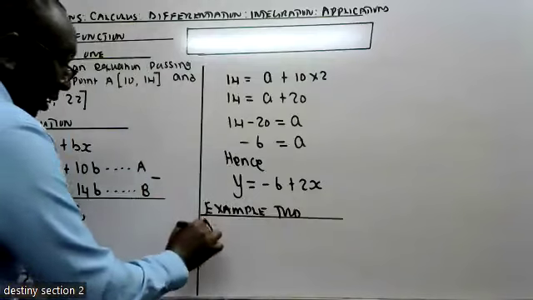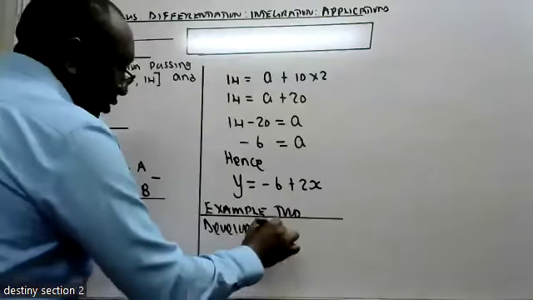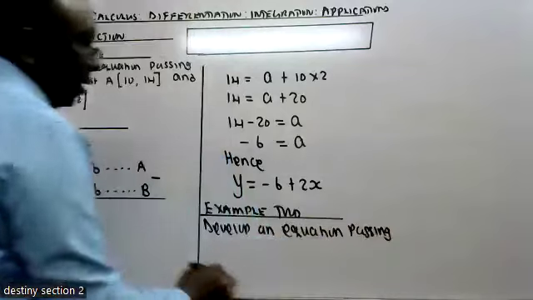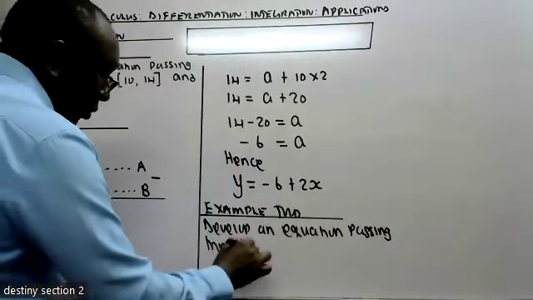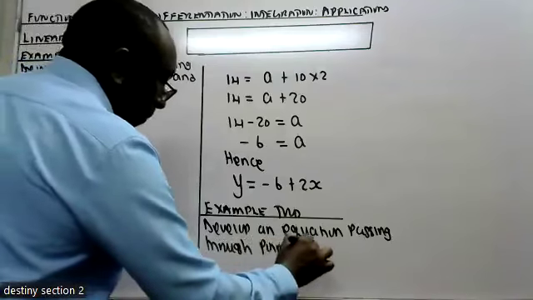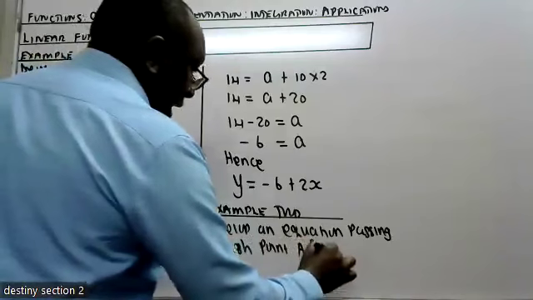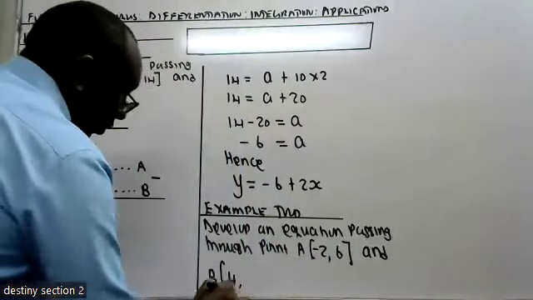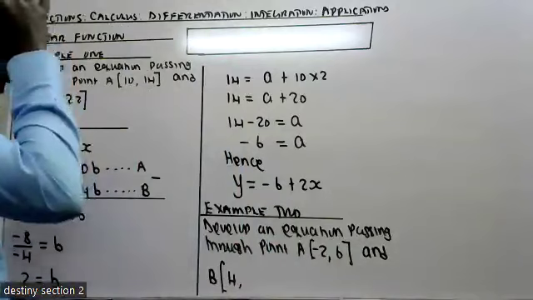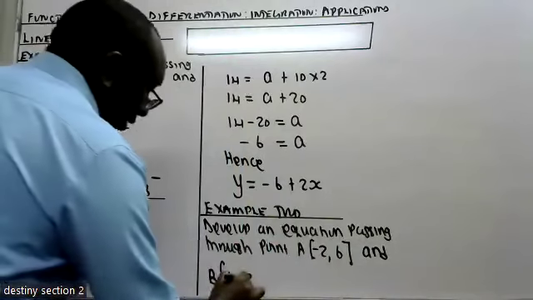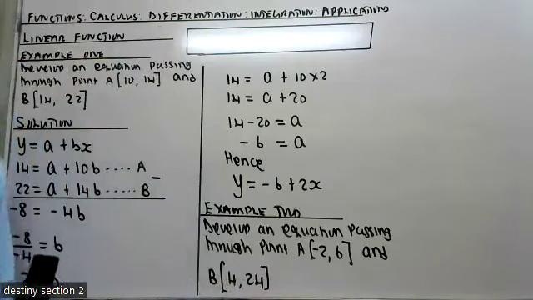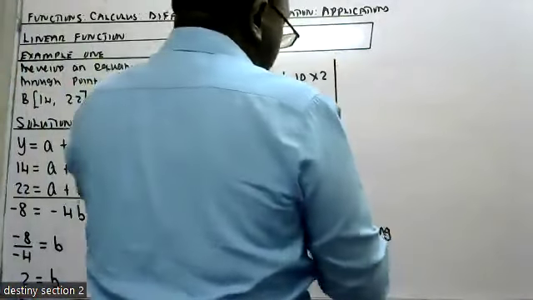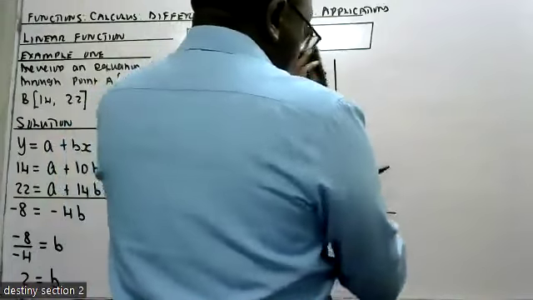Example two is again to develop an equation passing through point A, which is (-2, 6), and B, which is (4, 24). You are given those values there. They told you to develop an equation. How do you go about it?